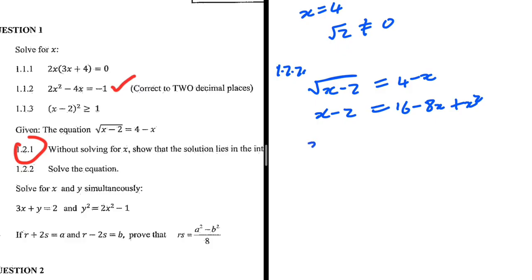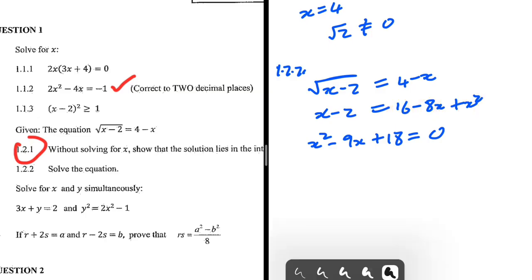Okay, so let's take a look. We're going to have x squared minus 9x plus 18 being equal to 0. Let me just make sure that I'm not making a mistake. 4 squared is 16, minus 8x, plus x squared. That's fine. And then x, when it goes to the other side, becomes minus. So we have minus 8x minus x, and this becomes positive, so we have plus 18. Okay, it seems like I've solved that. I have not made any mistake.